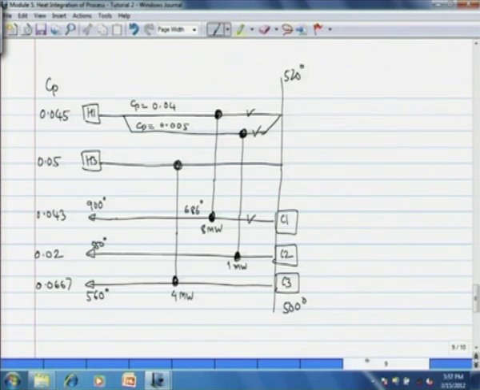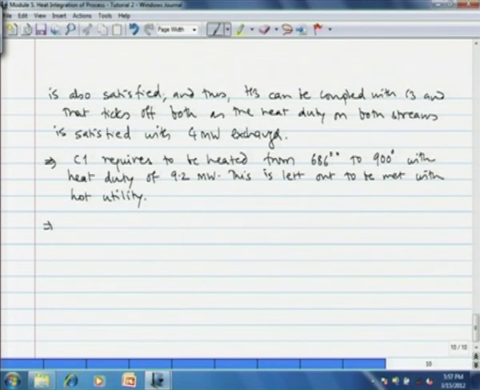So, we now place the last exchanger here, C1, the hot utility, and here the load is 9.2 megawatt. So, we have a total of 4 exchangers upstream: 3 exchangers between process streams and one exchanger between hot utility and C1. So, that point we note.